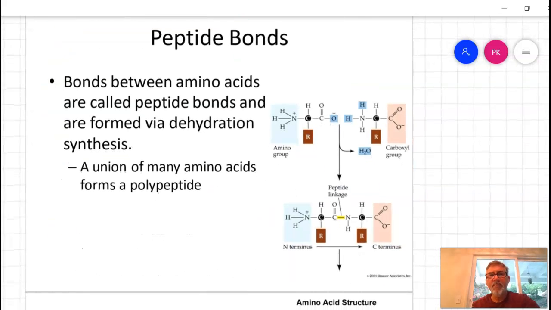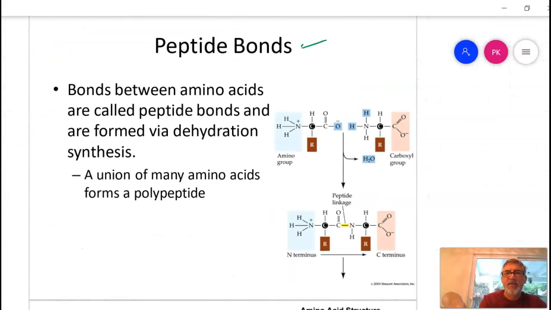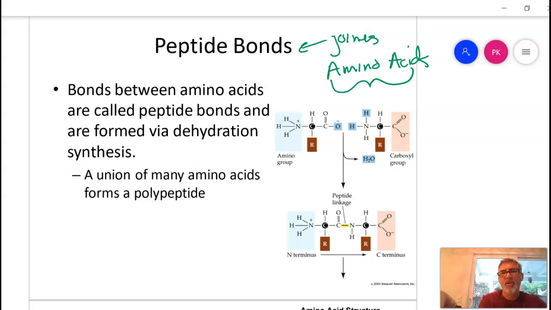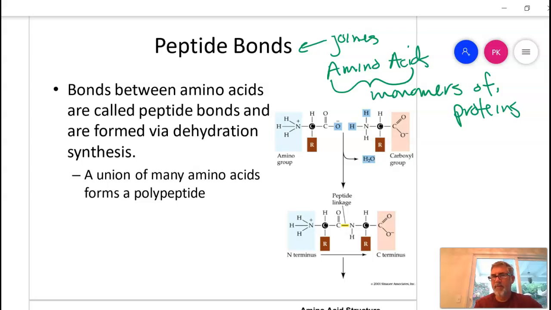Okay. Peptide bonds. So a peptide bond joins amino acids. And amino acids are the monomers of proteins. Right? So peptide bonds join amino acids. So proteins are made of amino acids, which are joined by peptide bonds.